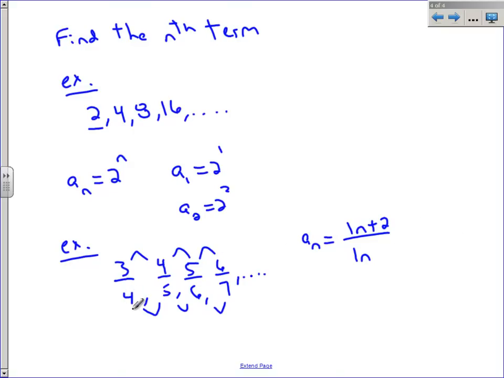And then on the bottom a sub 1, I've got a 4 there. If I plug in 1 for n, 1 times 1 is 1. I've got to add 3 to that. And so my formula is n plus 2 divided by n plus 3.